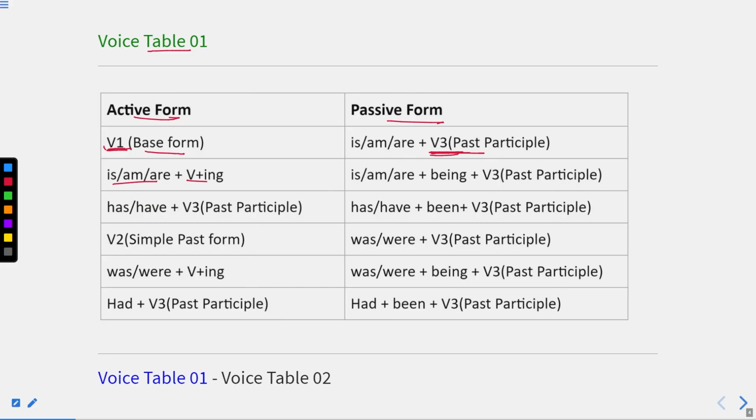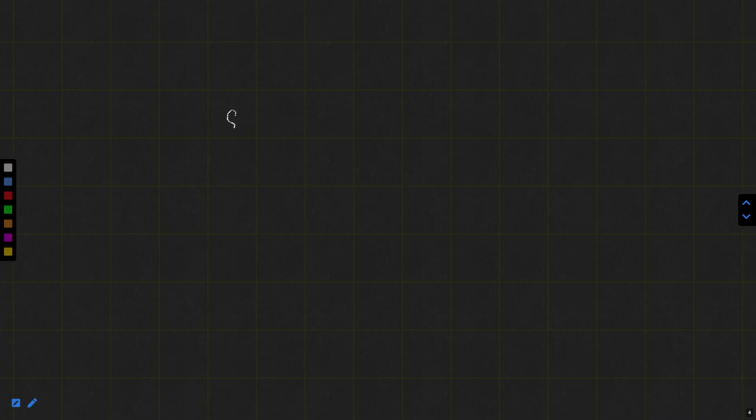Now in the case of is, am, are plus verb with ing, where do you find this type of structure? Obviously in present continuous tense. And one thing you should keep in mind: whenever we convert any continuous sentence into passive voice, we necessarily require the word being. So when we convert present continuous tense into passive form, what we need is the being form. For example, if there is a sentence, she is reading a novel.